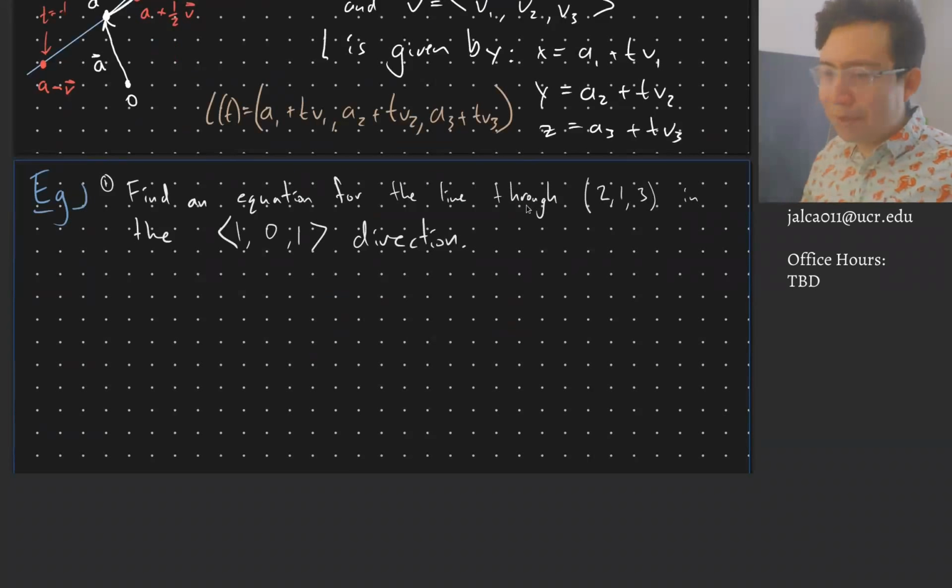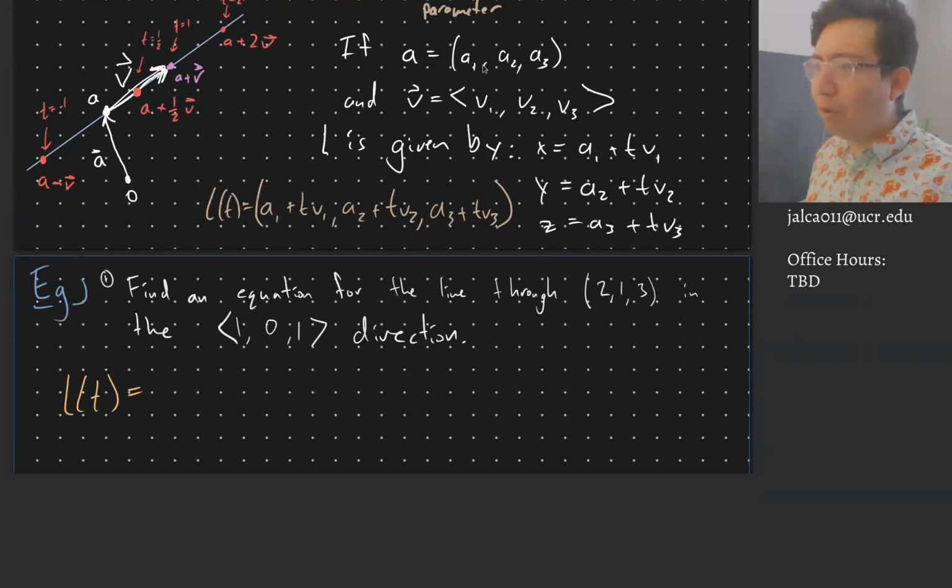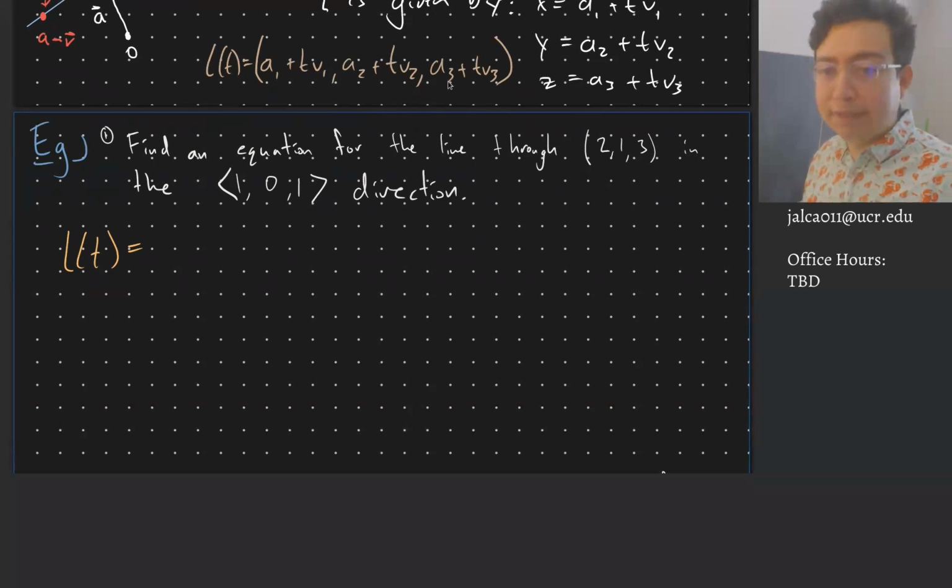So using this formula, we can get a nice equation. We always want to start like, okay, L of t, or we can give the x, y, z, either way you want to do it. I'm going to do something like this formula here. So, A1, A2, A3, what are those? Those are the coordinates of the point that's been given. So in this case, that's 2, 1, 3. V1, V2, V3 are the coordinates of the vector, the direction we're pointing. That's these three coordinates here.